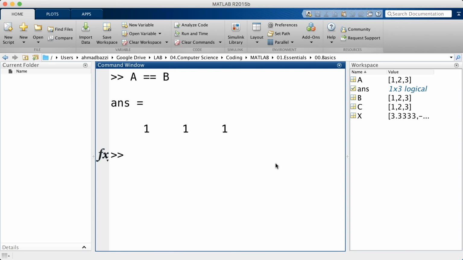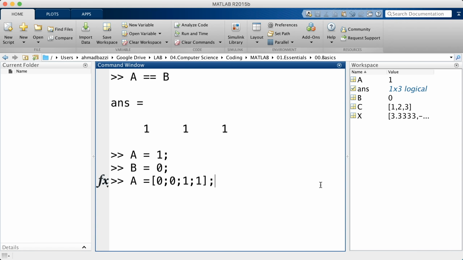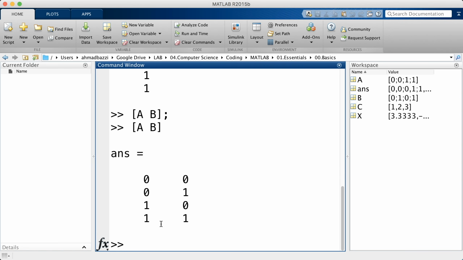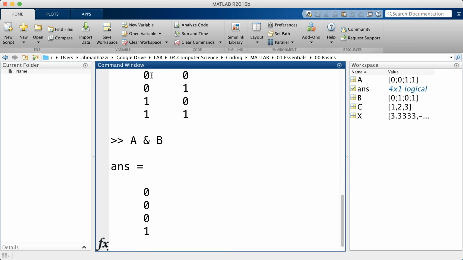So let's start with the logical AND, right? So let's say A is 1 and B is 0. Actually, let's do something else. A is 0, 0, 1, 1, as you can see, and B is 0, 1, 0, 1. If I stack A next to B, you can get the truth table of 2 bits. So 0, 0, 0, 1, 1, 0, and 1, 1. Let's do a logical AND operation. So A and B. You should be able to see all zeros except the last entry, which is 1, because we know that in the truth table 0 and anything is 0. So that being said, only 1 and 1 is 1.